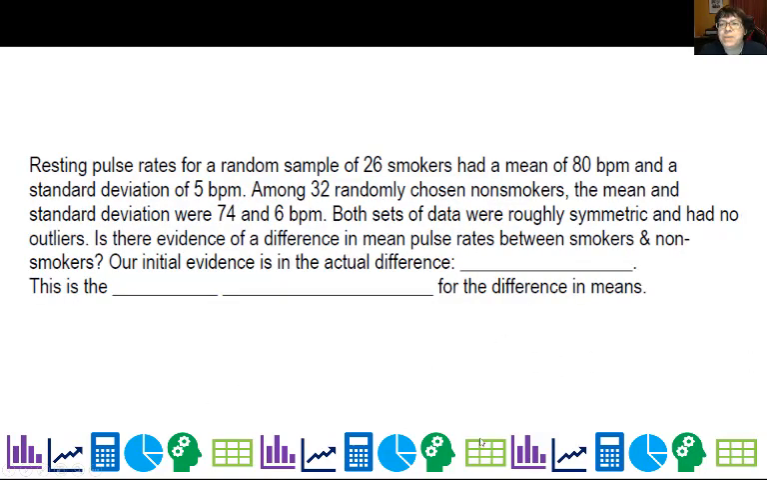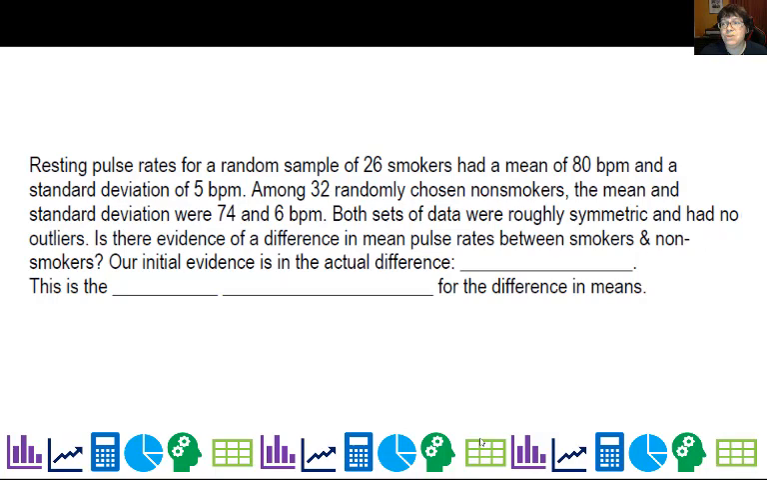So let's go ahead and start with this problem. We have resting pulse rates for a random sample of 26 smokers, with a mean of 80 beats per minute and a standard deviation of 5 beats per minute. Among 32 randomly chosen non-smokers, the mean and the standard deviation were 74 and 6 beats per minute. Both sets of data were roughly symmetric and had no outliers. Is there evidence of a difference in pulse rates between smokers and non-smokers?